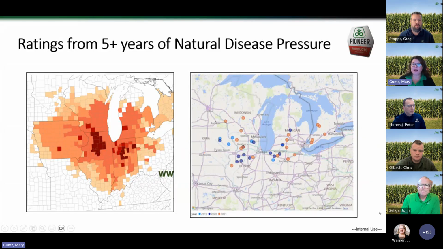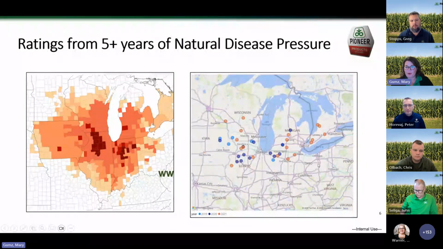We've been able to rate most of our hybrids in Pioneer, at least our early to mid maturity hybrids, because we've had 5+ years of fairly heavy natural disease pressure. And you can see from the dots on this map, we have a lot of research plots and impact plots throughout this area. So we've been fortunate that we've been able to take ratings of our hybrids for the last several years and have really seen that differentiation between hybrids.